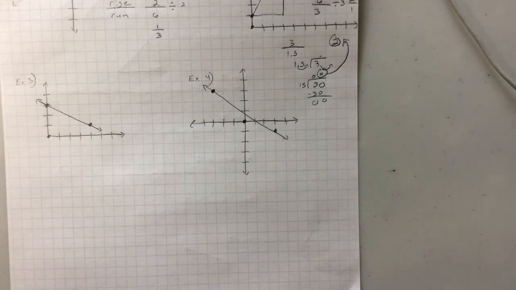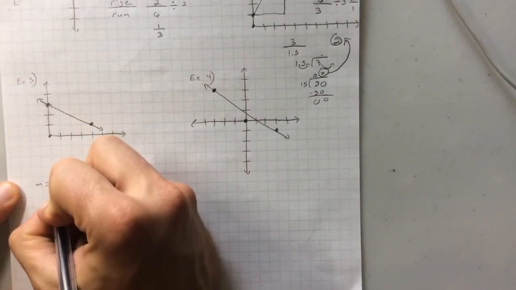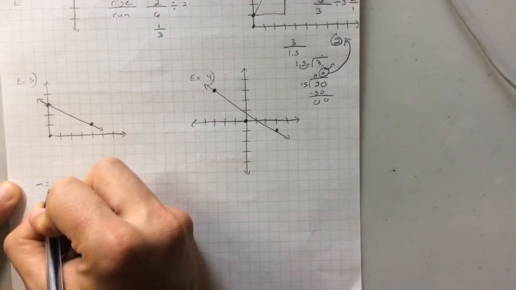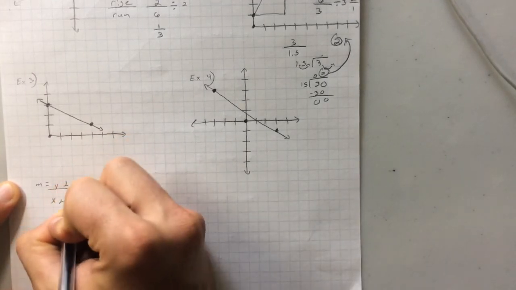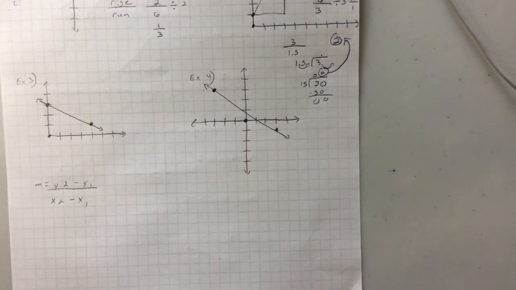So I want you to just pause with me for a second, and I want you to look at this new formula I'm going to give you. And this formula is going to be m equals y2 minus y1 over x2 minus x1. Now these x's and these y's are the exact same thing as the ordered pair x and y's. So keep that in mind.